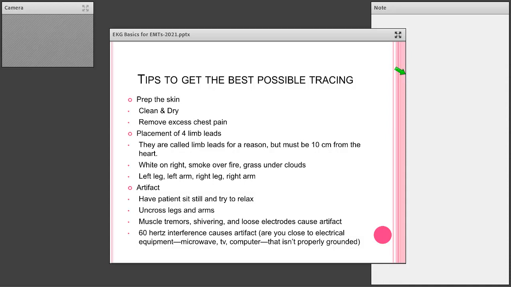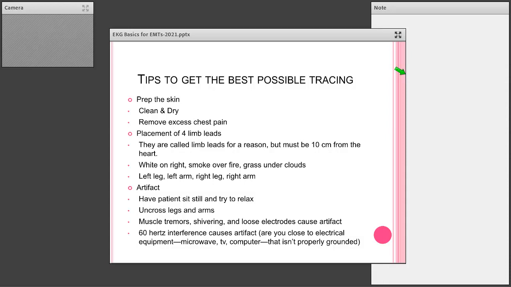There's also a little saying, because they're color-coded, if the letters have rubbed off from use: white on right, so the white cable goes to the upper right shoulder. Smoke over fire, so smoke is black, so the black electrode would go to the left shoulder, the red one would go to the left leg, and then grass under clouds, or grass would be the lower right.